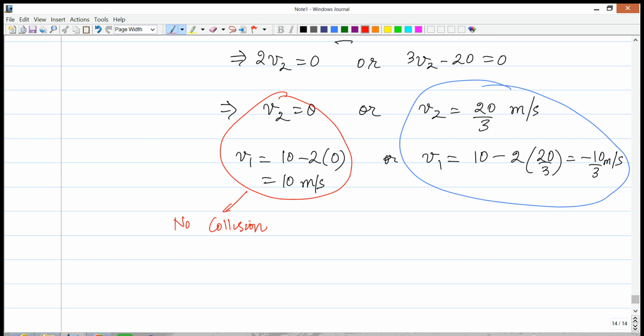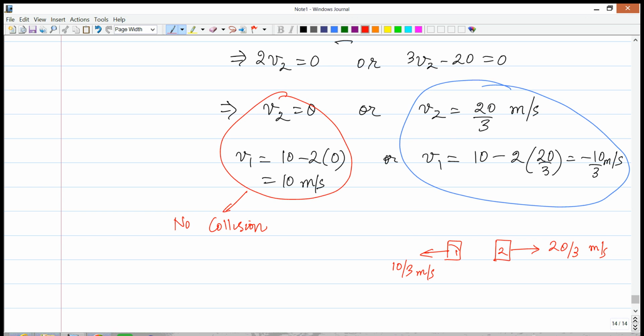We want to know what happens if there is a collision. And what this tells us is that v2 will move to the right and v1 will bounce back. So after the collision, block 2 will move to the right with 20 over 3 meters per second, and block 1 will bounce back at 10 over 3 meters per second. The negative sign just tells us that it's going to move to the left. So that's the solution that we will be looking at.